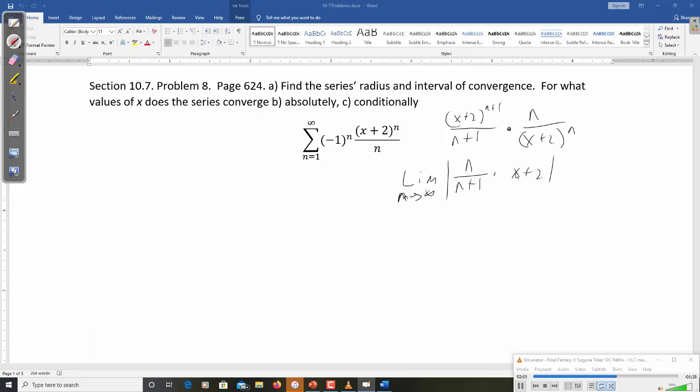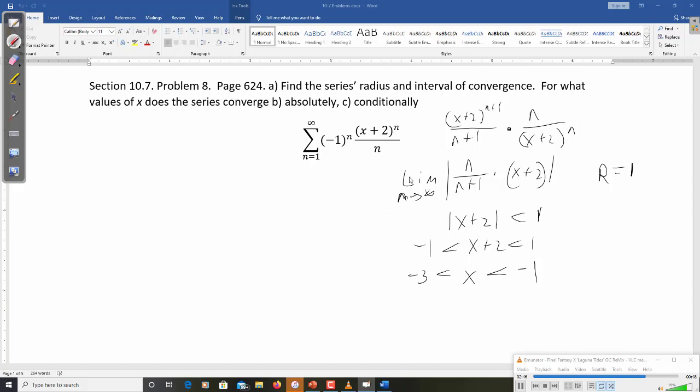And remember, of course, no n's in this part. This part just goes to 1, so this is just going to the absolute value of x plus 2. We want this to be less than 1 in absolute value. So this actually tells you straight up the radius of convergence is going to be 1. And if you want to find the interval of convergence, well, x plus 2 is less than 1 and greater than -1. So subtract the 2, -3 less than x less than -1. So it's -3 to -1.